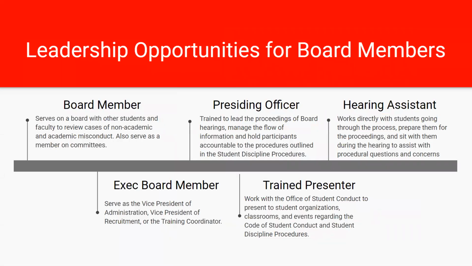Here we have listed a few of the leadership opportunities available for board members who seek an increased level of responsibility and leadership. I will highlight two of them below. A hearing assistant has an opportunity to work directly with students going through the conduct process by preparing them for the proceedings and sitting with them during the hearing to assist with procedural questions and concerns, while presiding officers are trained to lead the proceedings of the board hearings. They manage the flow of the information and hold participants accountable to the procedures outlined in the student discipline procedures.